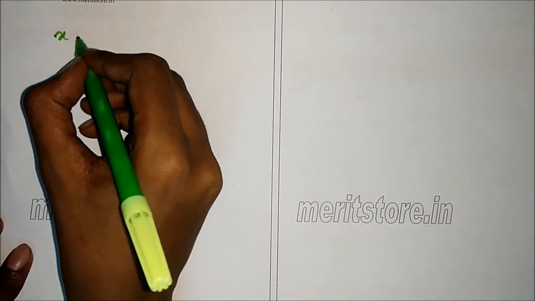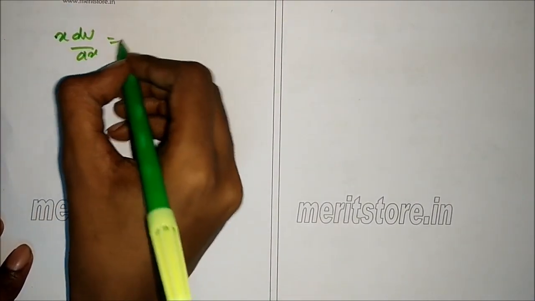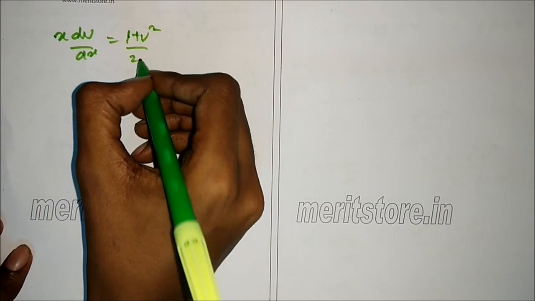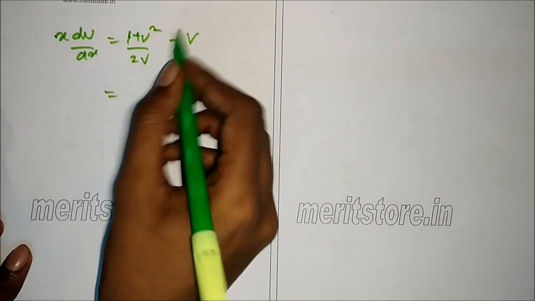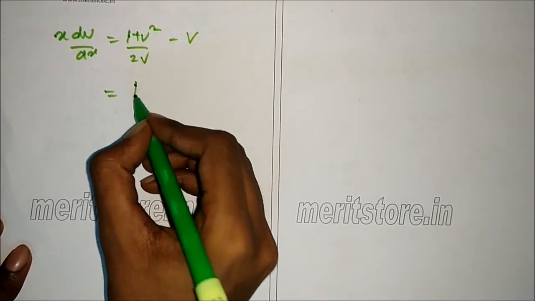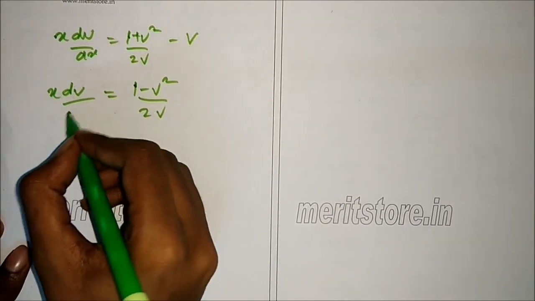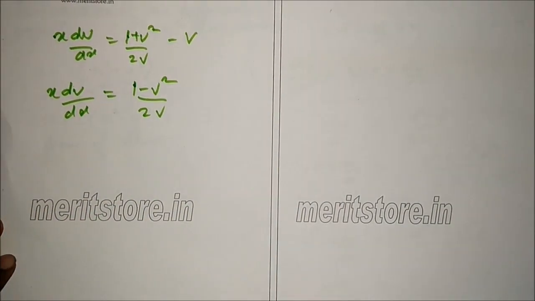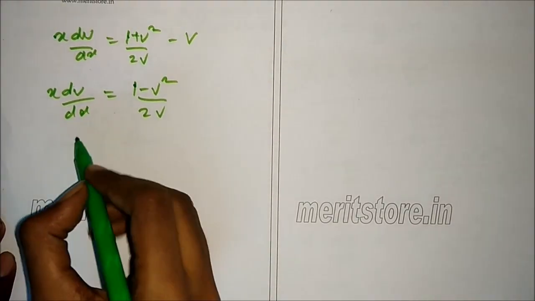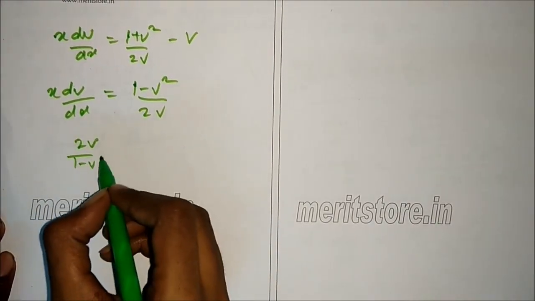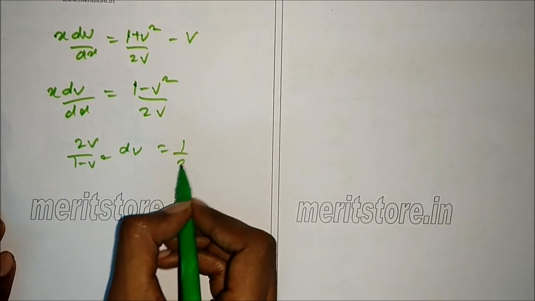So we got x dv by dx equals (1 plus v square) by 2v minus v. Simplifying this, we get (1 minus v square) upon 2v, and this is equal to x dv by dx. Taking v terms on one side and x terms on the other side, we get 2v upon (1 minus v square) dv equals 1 by x dx.